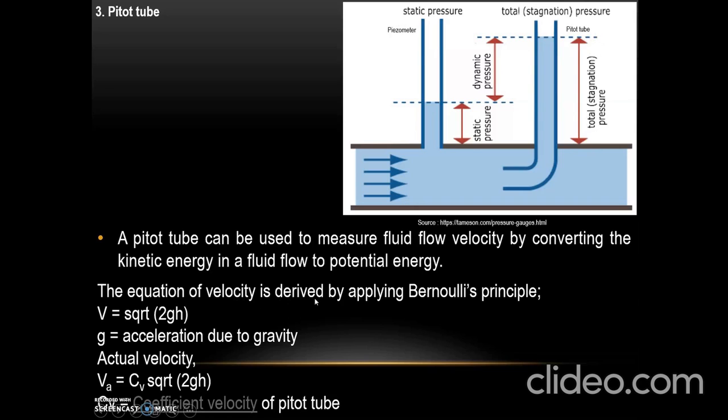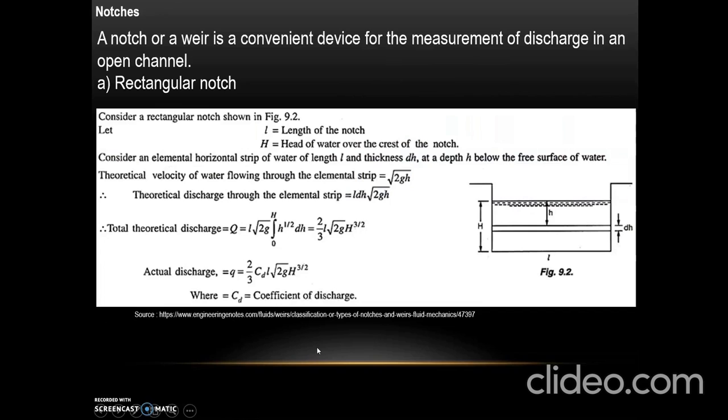The equation of velocity is derived by applying Bernoulli's principle, and we can find out velocity using the formula square root of 2gh, where g is acceleration due to gravity, and actual velocity VA can be found out using the formula CV into square root of 2gh, where CV is the coefficient of velocity of the pitot tube. Now we'll find out what are notches. A notch or a weir is a device which is used to measure discharge in an open channel.